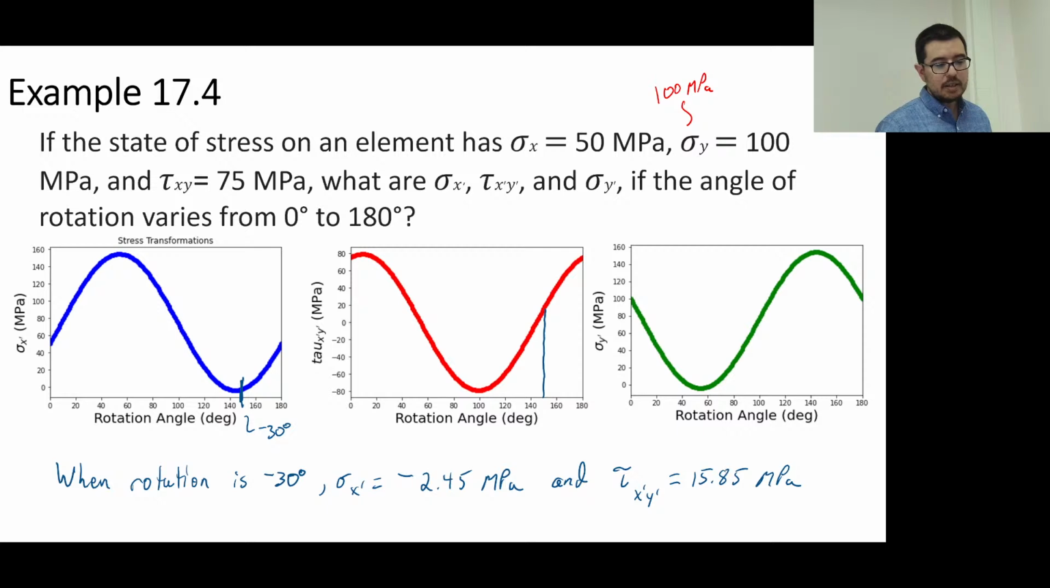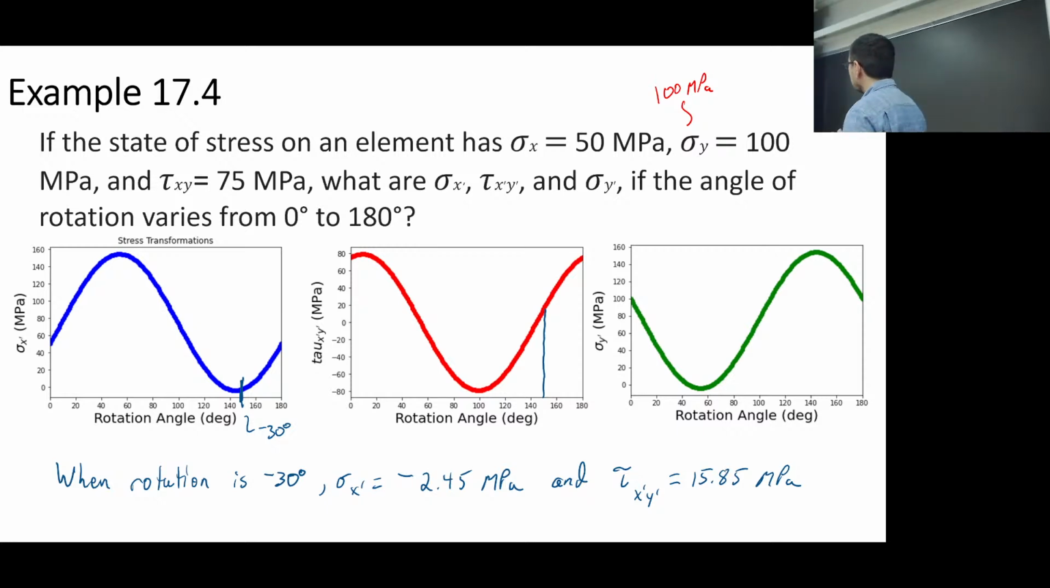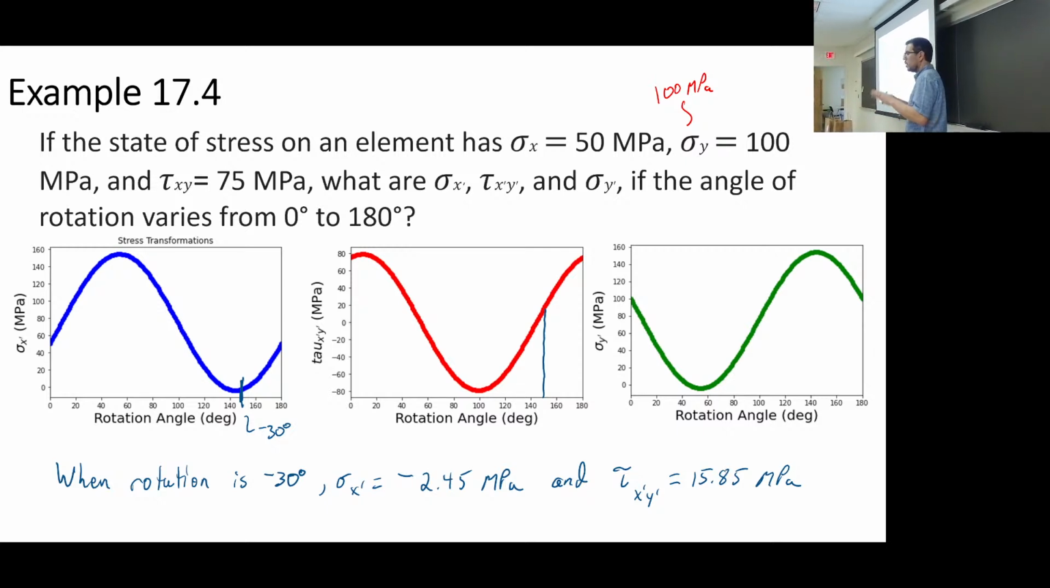And let's just say that you wanted to see the state of stress on an element as you rotate from 0 to 180 degrees. Well, this would be sigma x prime. This would be the tau x prime y prime. And this would be the sigma y prime. Like that. Okay, that's just plotting, right? All I did is go from 0 to 180 degrees, and that's what you see. And you can kind of see that this thing is periodic, right?